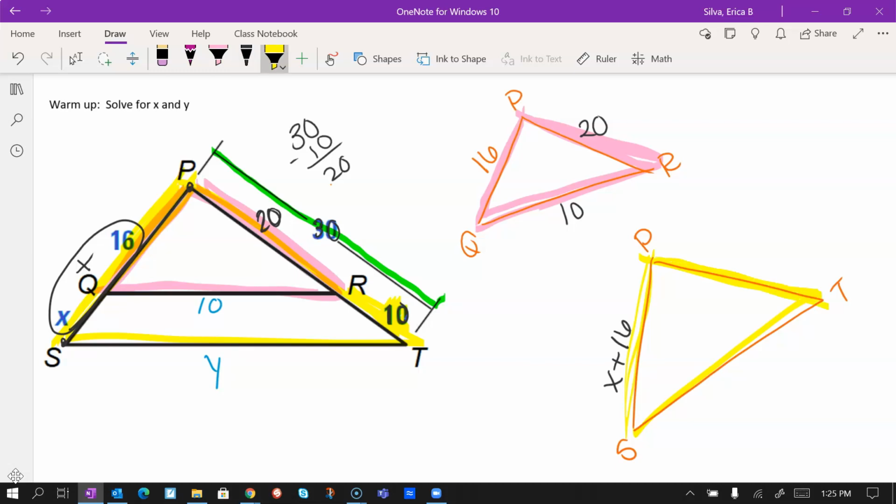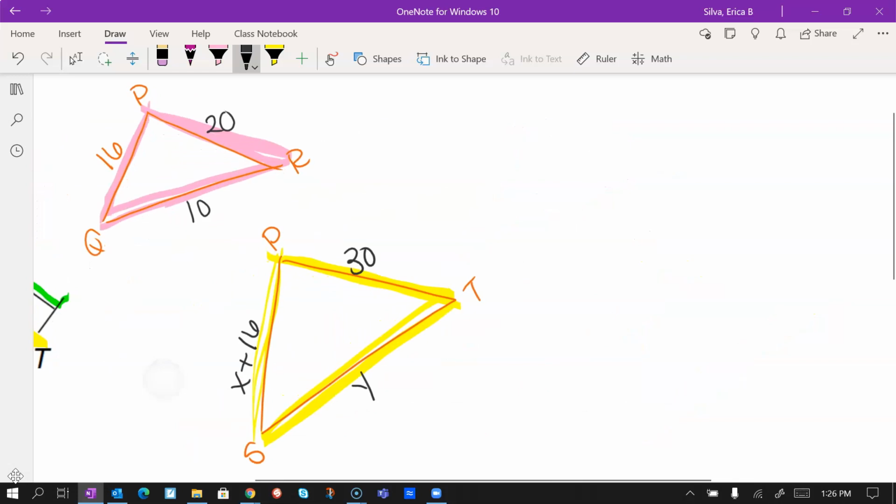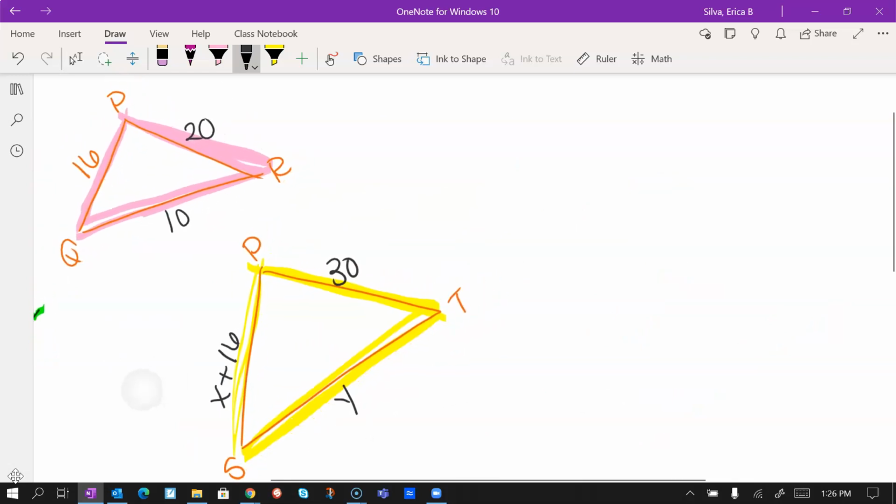Now let's look at PT. What is the distance between P and T? 30, good. I heard somebody whisper it. And then let's look at the distance between S and T. What is ST? All right, not everybody at once now. What is ST? Y. Notice this is ST. From S to T, the value right now is y. Any questions so far?